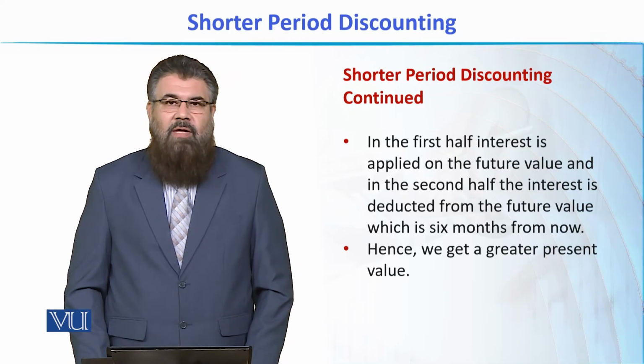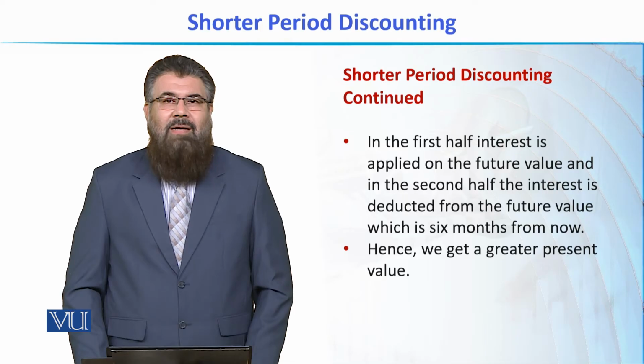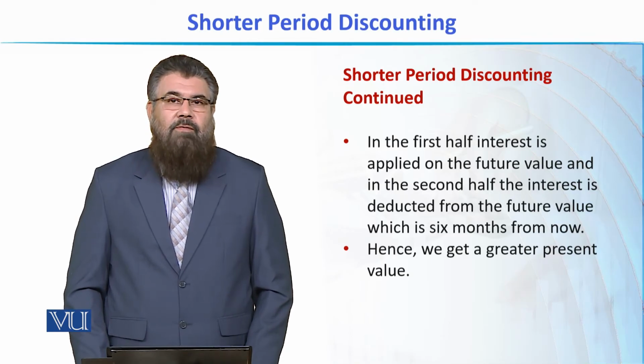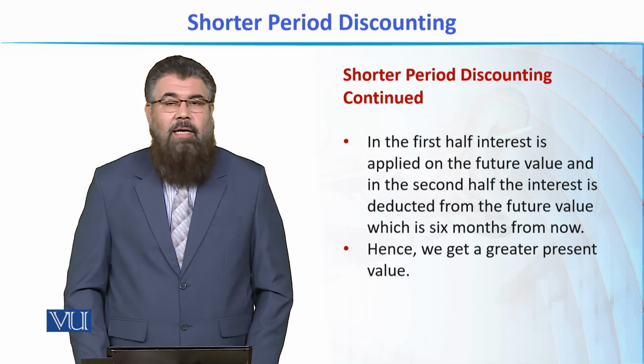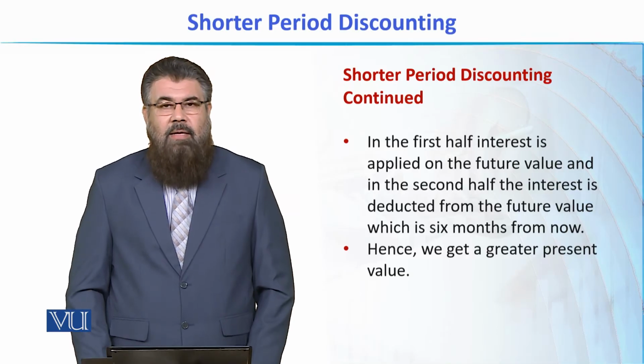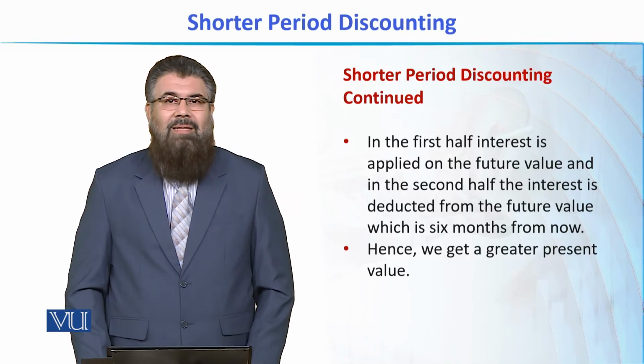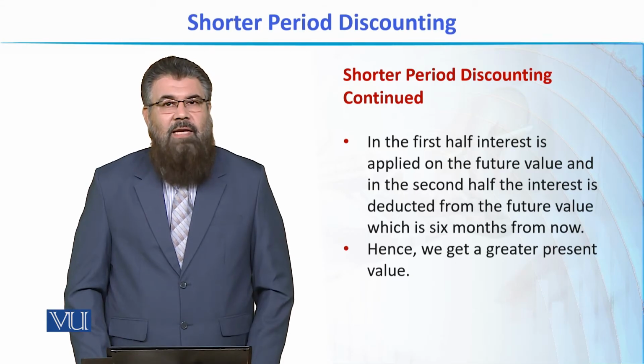So second time when we are discounting it in 1 year, we are discounting a lesser future value, and applying the same rate actually deducts a lesser amount of interest out of it, ultimately giving us a greater present value. यानी हम यहाँ ये बात कर रहे हैं कि जब हम शॉर्टर पीरियड डिस्काउंटिंग करेंगे, तो उसके नतीजे में हमारे पास जो प्रेजेंट वैल्यू आएगी वो उस प्रेजेंट वैल्यू से ज़्यादा होगी कि अगर हम एनुअल डिस्काउंटिंग करते.